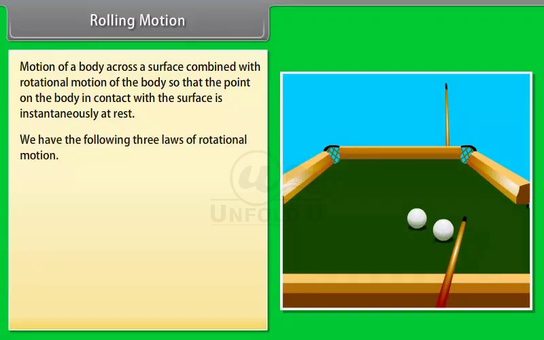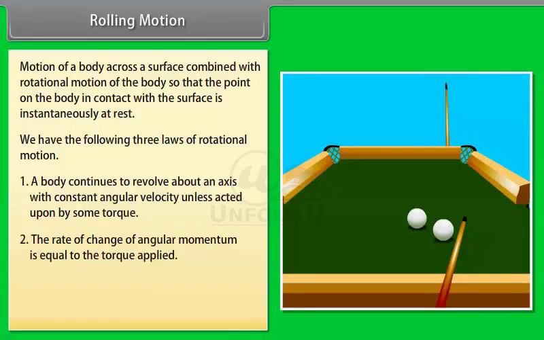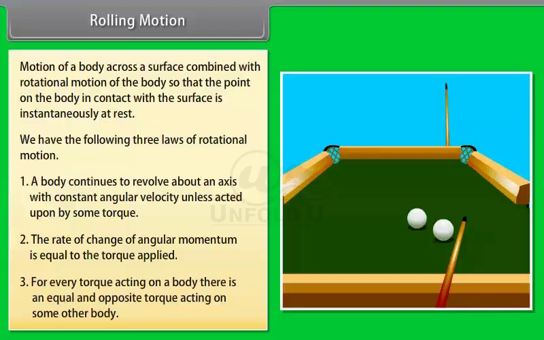We have the following three laws of rotational motion. Number 1. A body continues to revolve about an axis with constant angular velocity unless acted upon by some torque. Number 2. The rate of change of angular momentum is equal to the torque applied. Number 3. For every torque acting on a body, there is an equal and opposite torque acting on some other body.